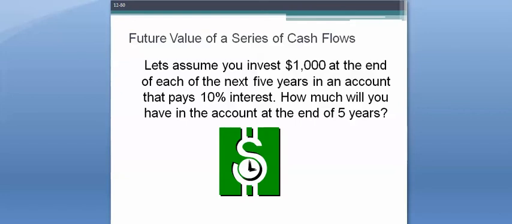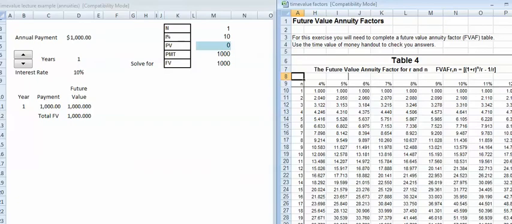Rather than making our contributions at the end of each year, we could have made them at the beginning of the year, in which case we would refer to this as an annuity due. In this course, we'll be concerning ourselves only with cash flows that happen at the end of the period, which is considered a normal or ordinary annuity. So let's see how much we would have at the end of 5 years if we invested $1,000 a year at 10% interest for 5 years.